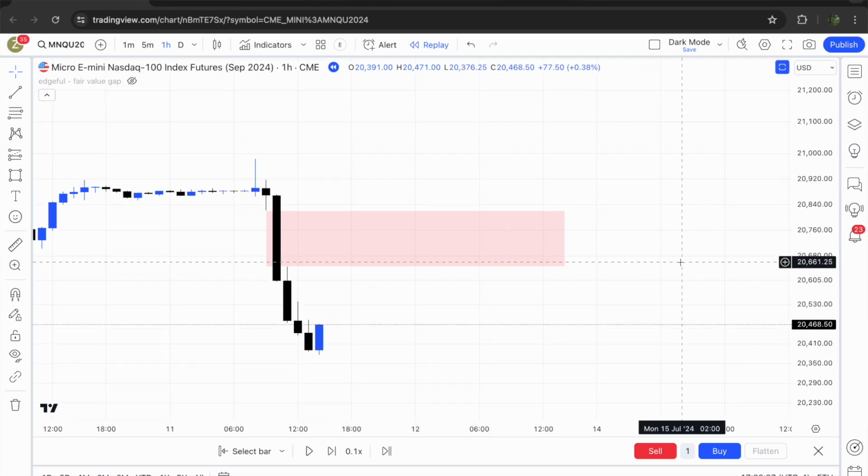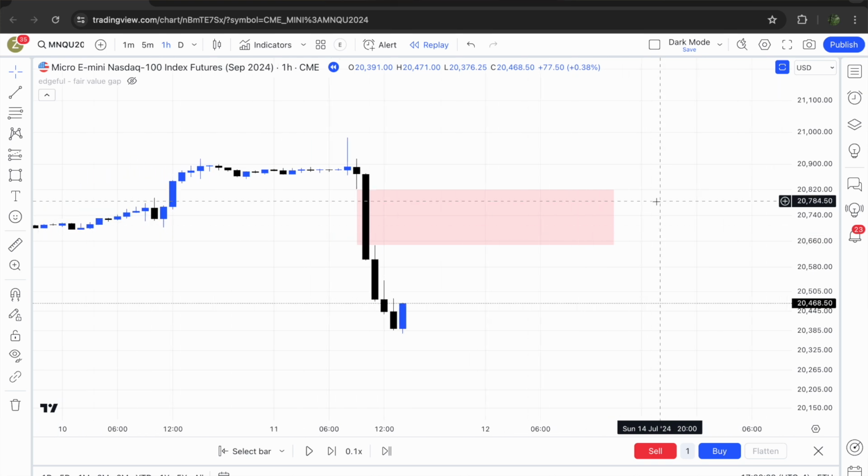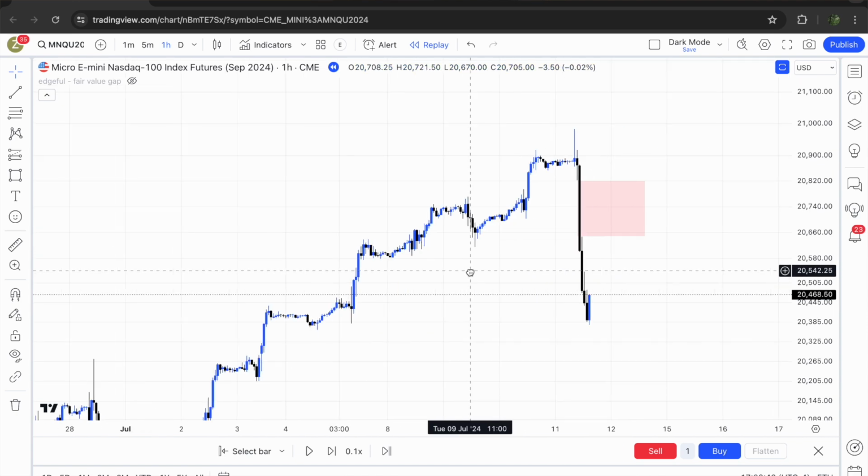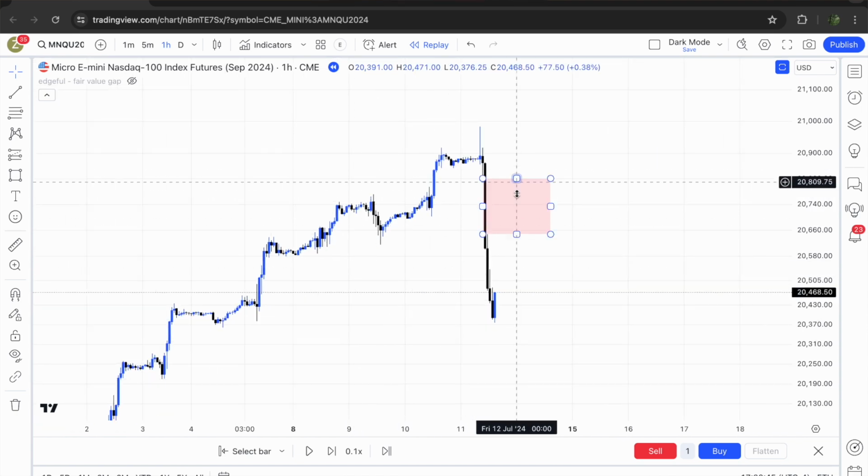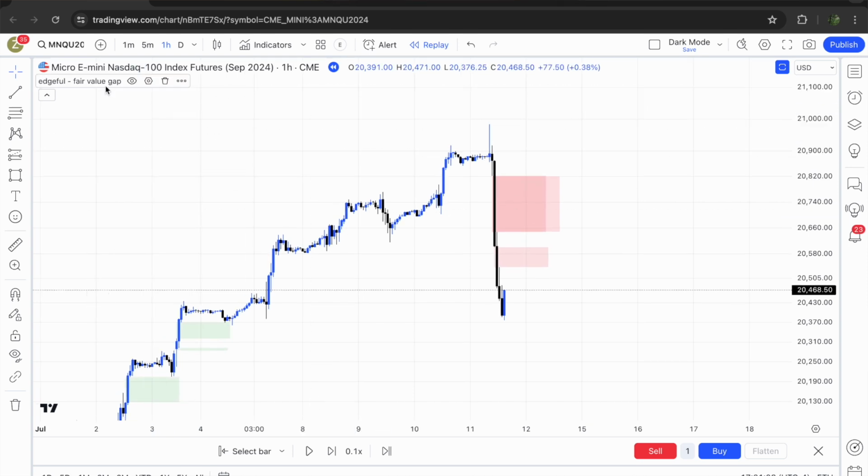You can look at fair value gaps on any time frame, but the higher the time frame, the more significant they're going to be. Now, I also want to show you guys, while you're learning how to plot these fair value gaps on your chart, you can use the custom indicator from Edgeful, where if you see right here, it will automatically plot these on the chart for you, which is incredibly helpful. I still use this indicator sometimes because it's really easy to kind of get lost in certain fair value gaps and miss some things. So every now and then I do have this on my chart still to this day.